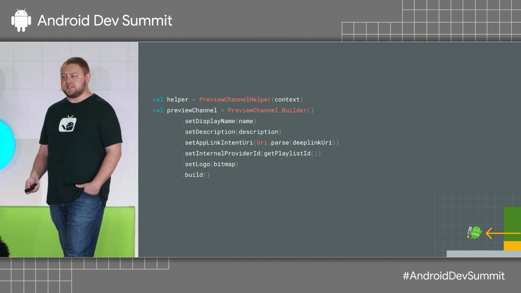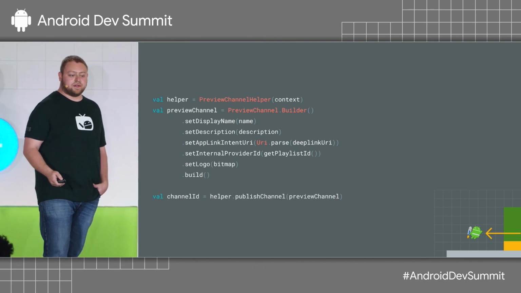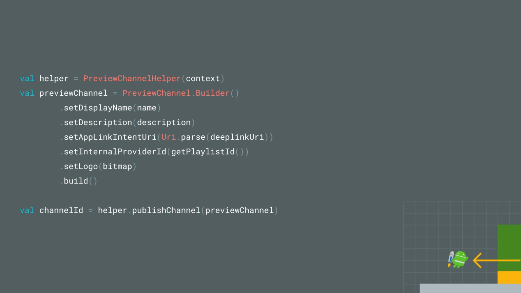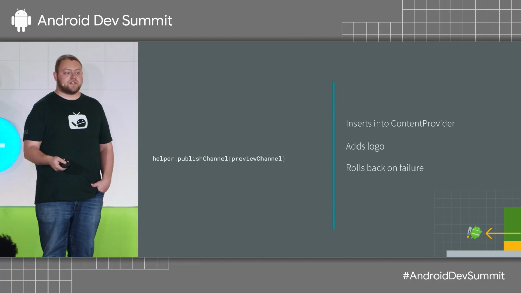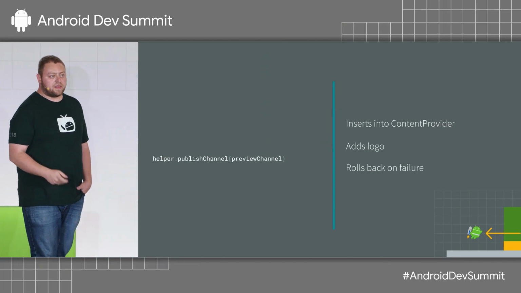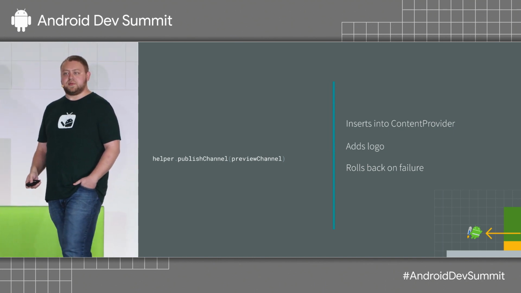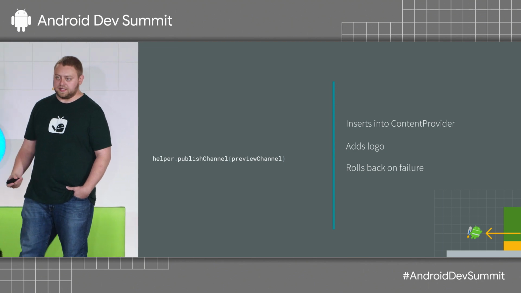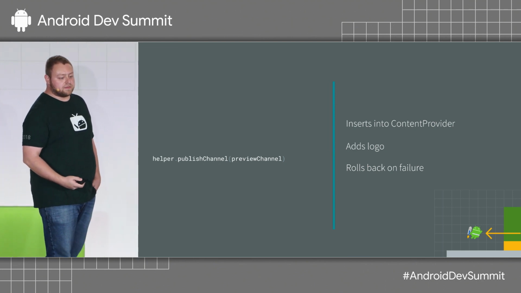Now, all this stuff is contained in one unit, and you can just call helper.publishChannel, give it the channel, and it figures out all of the work for you. And you get the channel ID back. Under the covers, it inserts the channel into the provider, and then it goes to add a logo. If the channel isn't able to be inserted, maybe you have bad data and you're hitting an error or something, it will return an error back to you.